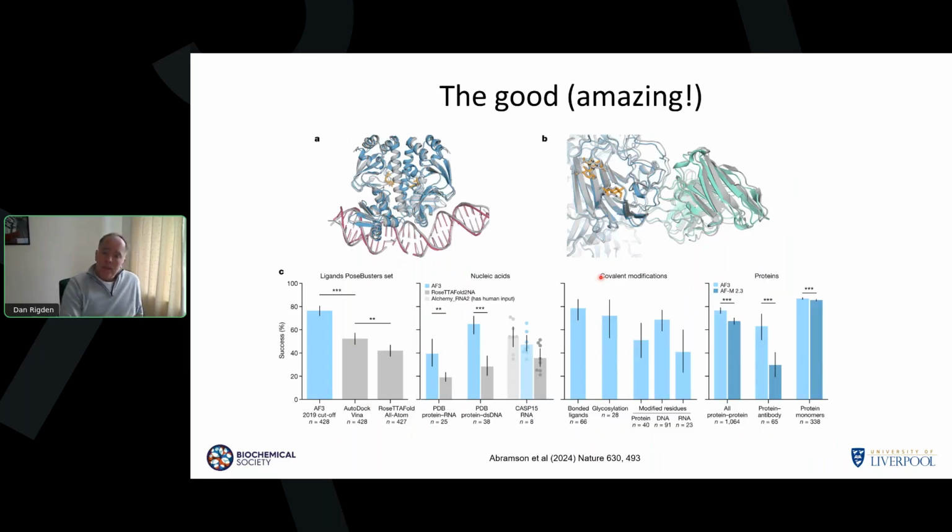So why are we excited about AlphaFold 3? Well, these are the results from their paper last year. And the key innovation is being able to model heterogeneous and diverse biomolecular systems.